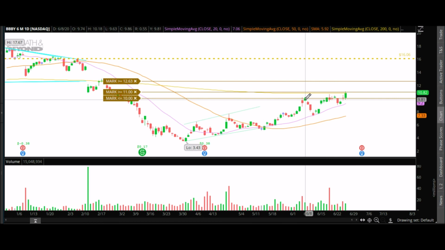And that's just a small look, a tiny look into how I screen and try to find potential short squeezes for high probability day trades.